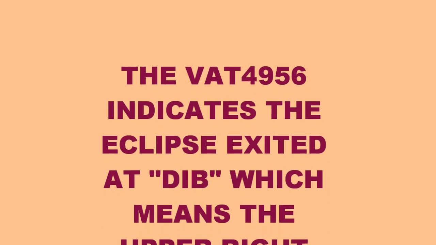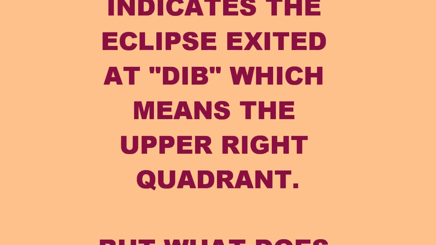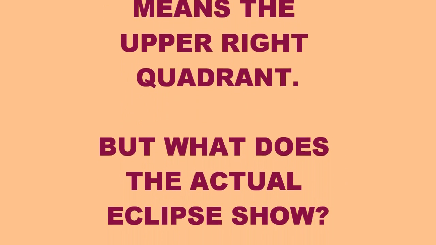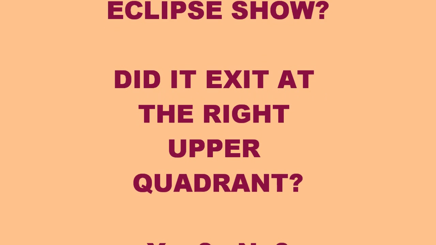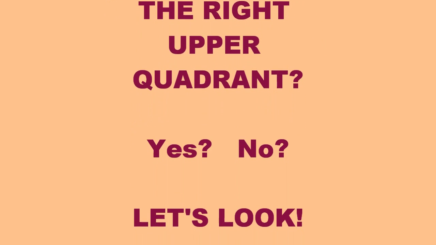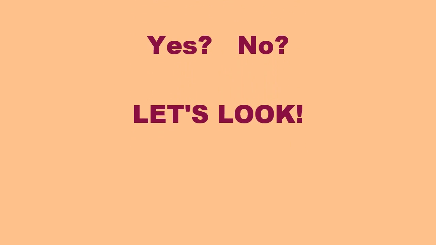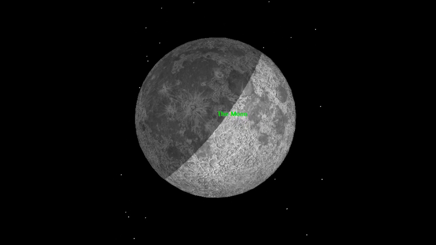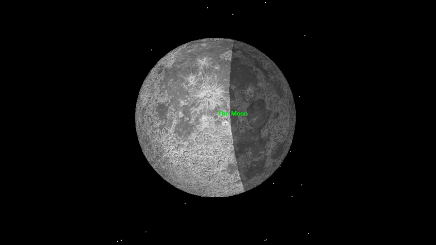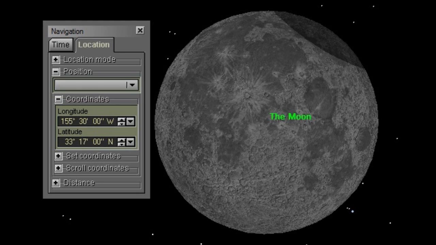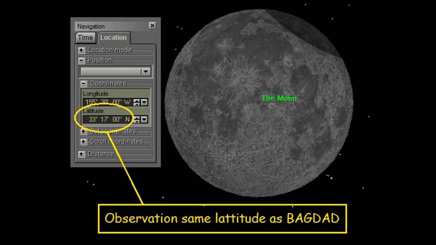The VAT4956 indicates the eclipse exited at Dib, which means the upper right quadrant. But what does the actual eclipse show? Did it exit at the upper right quadrant or not? Yes or no? Well, we get a chance to look and see if it did. So we found a location at the same latitude as Babylon. There's the eclipse. And as you saw, it did exit at the upper right. The upper right, there's a still of that.